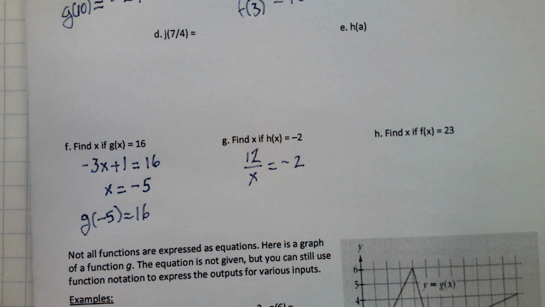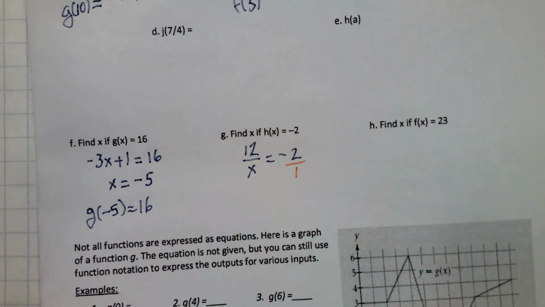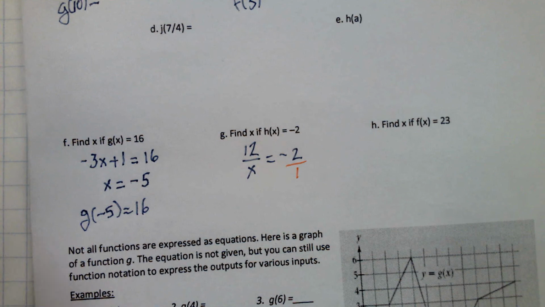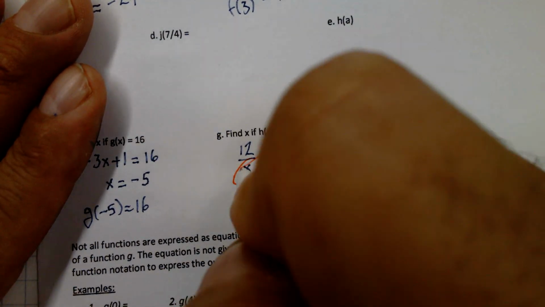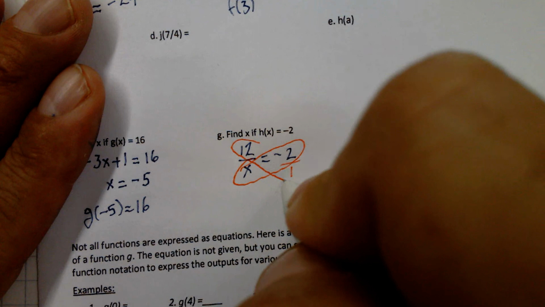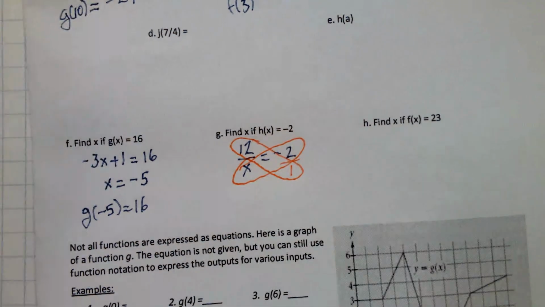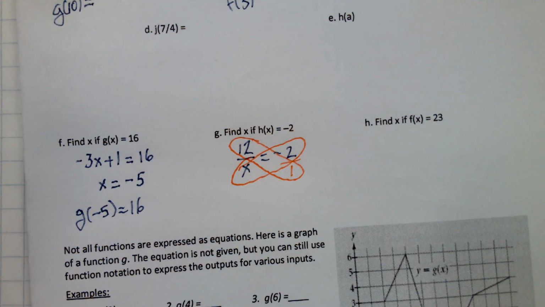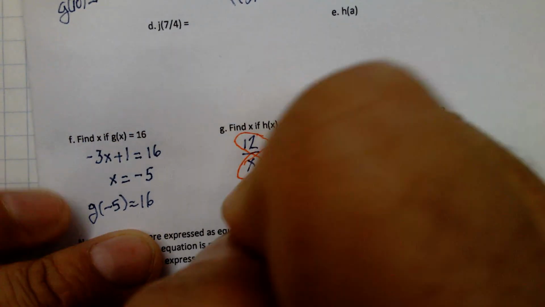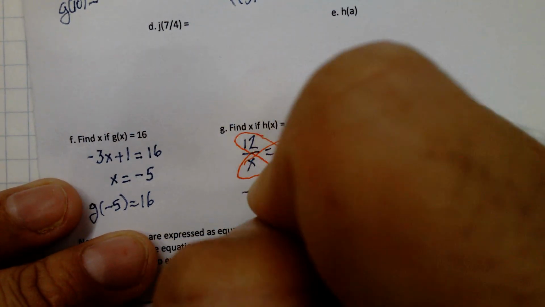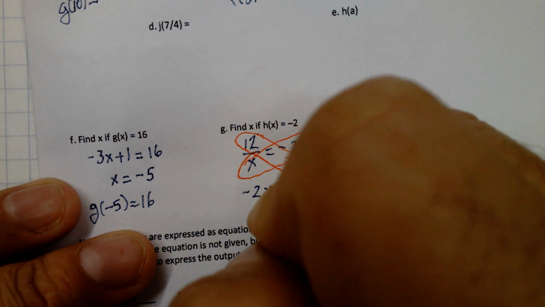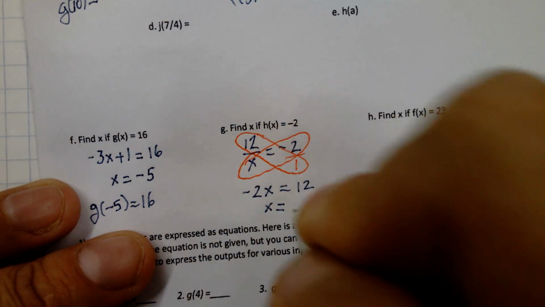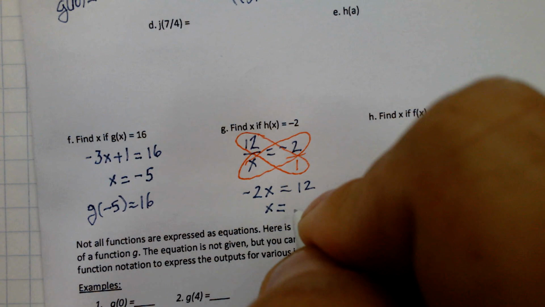Remember proportions? Remember proportions, guys? Sure you do. Butterflies. How about that? Is it going to help us? Yeah, x times negative 2, that's negative 2x equals 12 times 1 is 12. What does x equal? Negative 6.